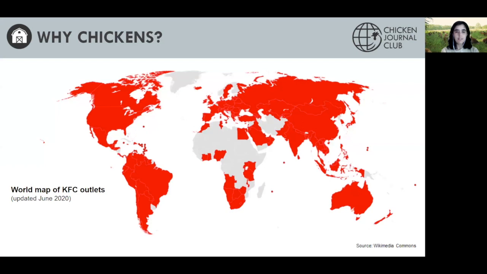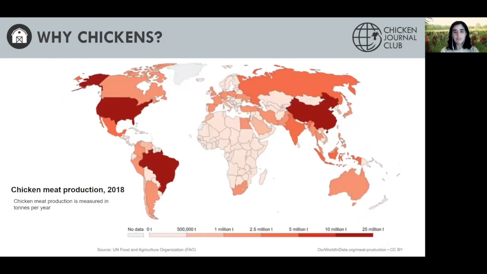Let's start with something familiar. This map of the world shows most of the countries in which a KFC restaurant can be found, which is almost in every single continent. And here is a global distribution of chicken meat production. This makes them the most ubiquitous of all livestock species in the world.